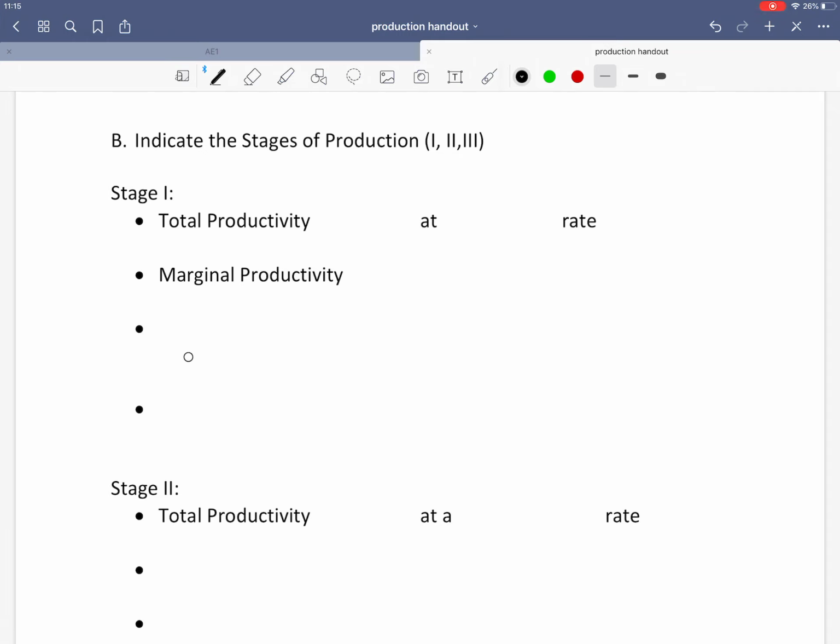Now, during stage 1 of production, we'll see that total productivity increases at an increasing rate. Total productivity is increasing at an increasing rate. And if we look at marginal productivity, we're going to see that it increases to its maximum point. So marginal productivity increases to its maximum point.